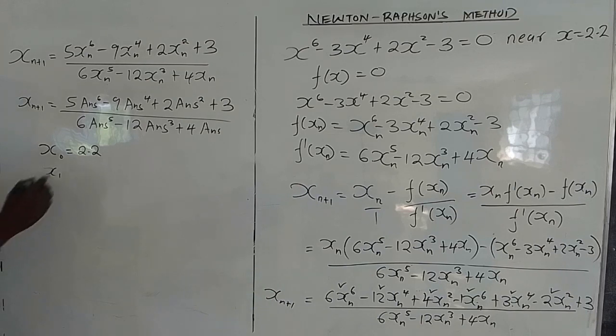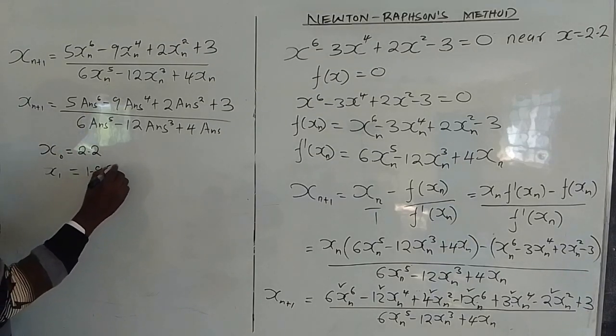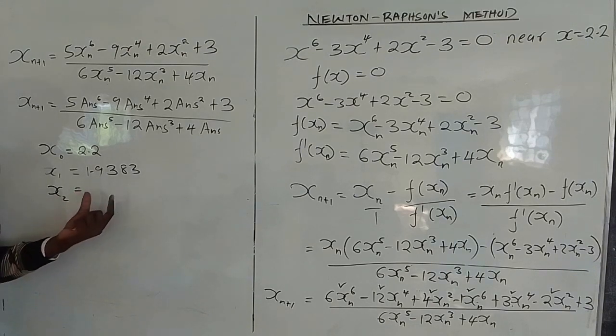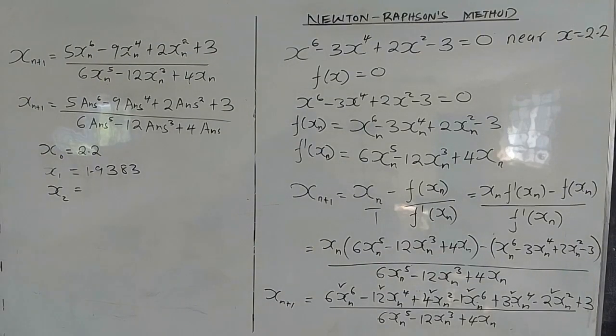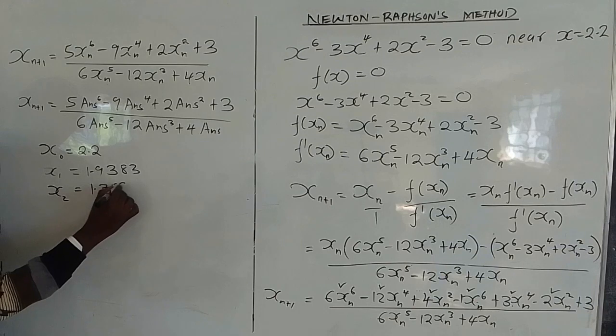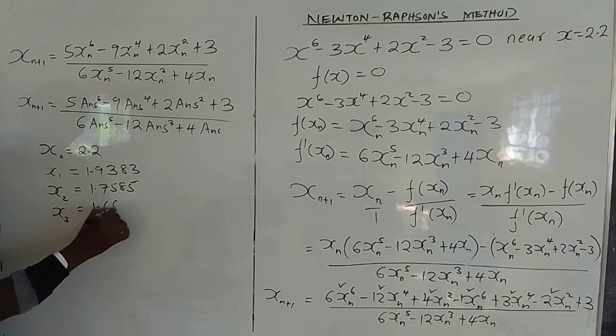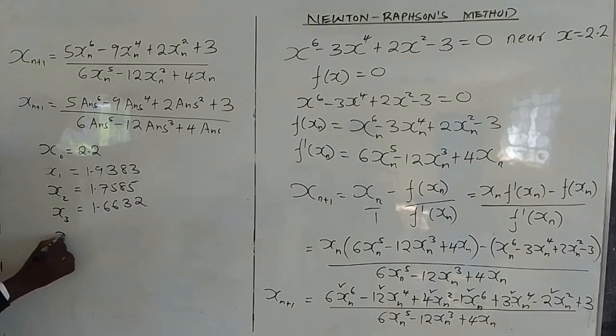So what have you found to be x1? 1.9383. Then you move to x2. You just continue pressing the equal sign now. After 1.9383, you continue pressing the equal sign. 1.7585. If you press the equal sign again, you get x3. What do you have? 1.6632. If you press the equal sign, you get x4.